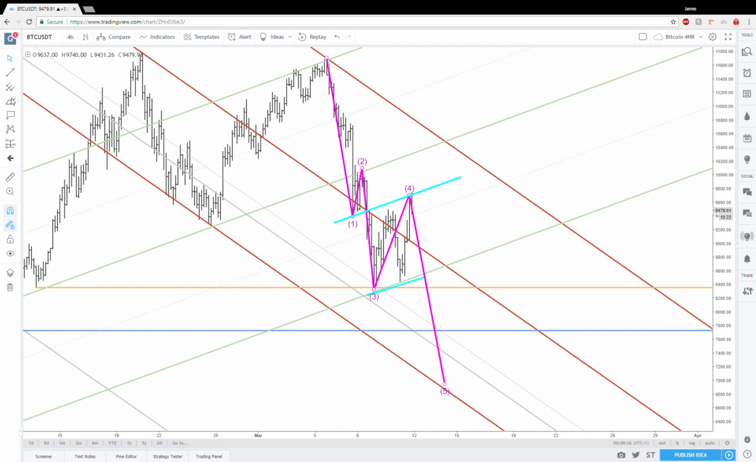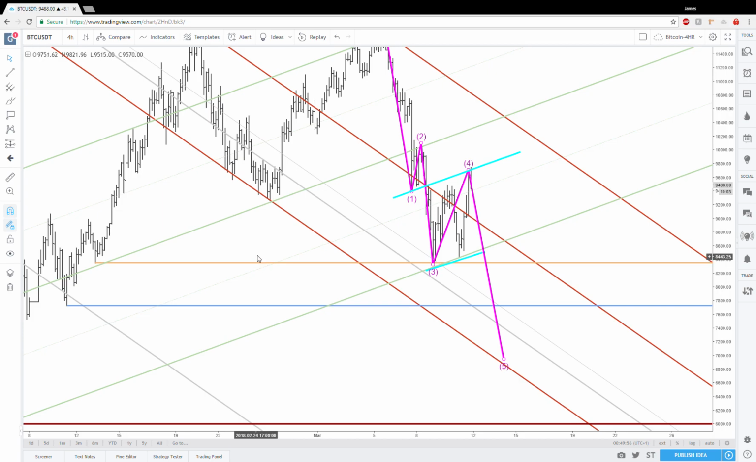But let's go over the similarities. We have the shimmy down, the drop, the wedge, the nice hop, the false breakout forming right here, and then potentially more downside. This 5 area is just an estimation. Right now it's in the 7,000 range, but there's no guarantee we have to hit the 7,000 range at all. We could go lower, we could stay higher. There are a few different areas.